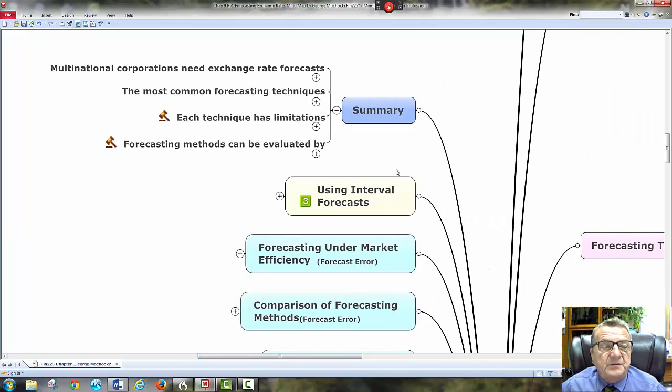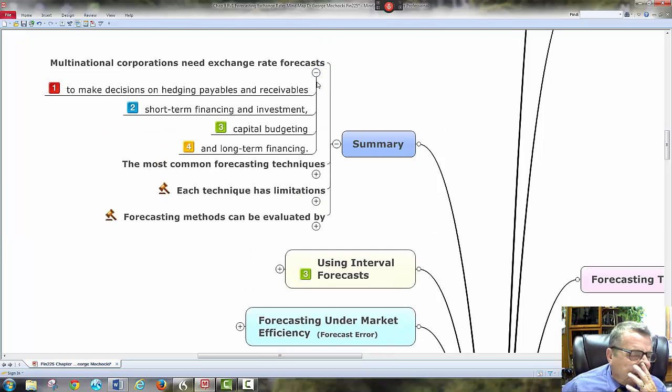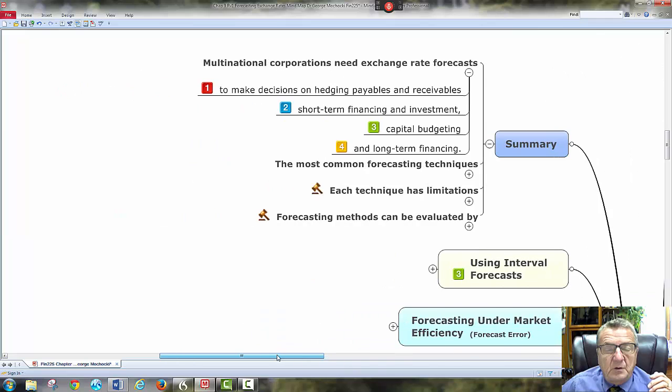Okay, now let's do some summary. We're going to talk about the multinational corporation's need for exchange rate forecasting, the most common forecasting techniques, and that each technique has limitations and forecasting methods to evaluate. This is our summarization. To make decisions on hedging, payables, and receivables, short-term, a multinational corporation needs exchange rate forecasting, for one, to make decisions on hedging, payables, and receivables.